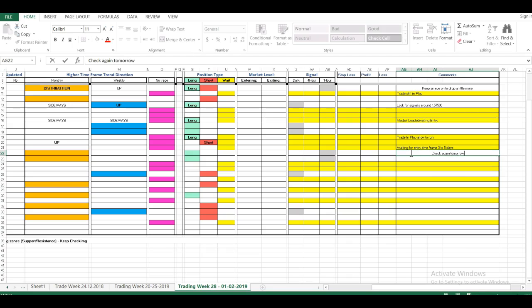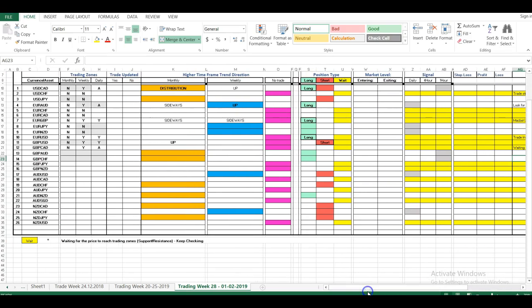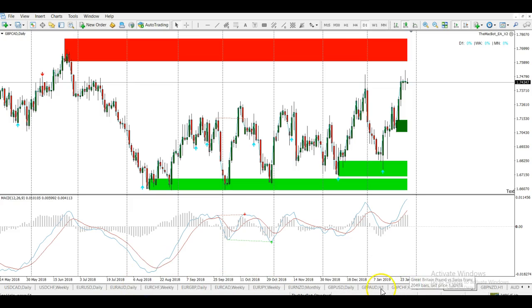Check again tomorrow. I do look at this every day, and I'll read the comments on trades that I've looked at regarding where I should be trading. Okay, so next one's British pound Aussie.